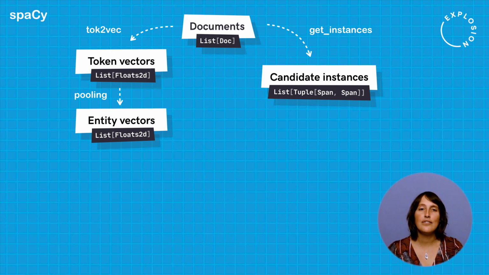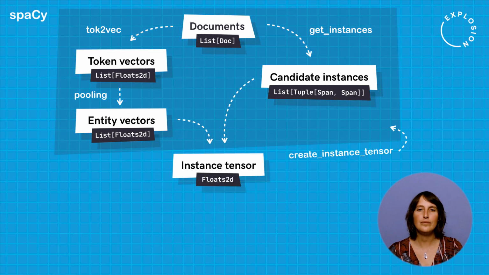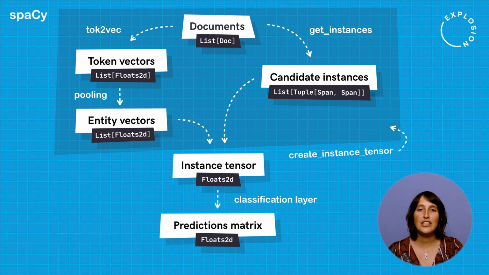In parallel, a get_instances function defines the pairs of entities in our documents that we want to label with relations. The type annotation here refers to span objects, spaCy's data structure that represents a slice of a document consisting of one or more tokens. A named entity in spaCy is stored internally as such a span object, and each candidate relation is basically a tuple of 2 named entities. The first layer of our network uses all this information to output the final tensor holding the instance data. Then, a classification layer transforms the instance data to the matrix holding the final predictions for each instance and each relation label. So how do we implement all of this in Thinc?